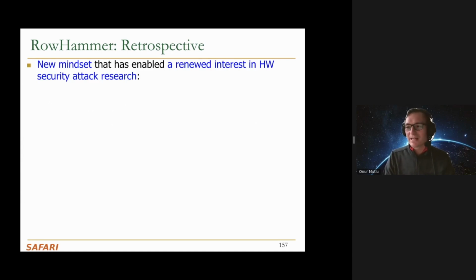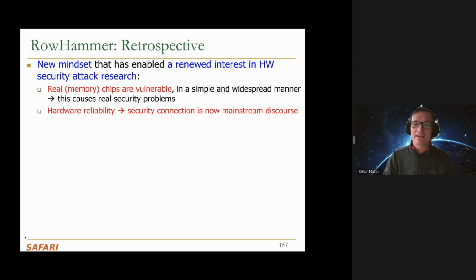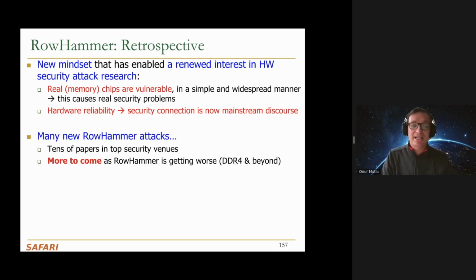I believe, as I showed you earlier, Rowhammer enables a new mindset that has created a renewed interest in hardware security attack research. Essentially, real memory chips are vulnerable to a great extent, and this causes real security problems. And the hardware reliability and security connection is now mainstream discourse because you can induce these bit flips in software. Clearly, there are many new Rowhammer attacks being developed. I believe there's more to come, and I think they're all very exciting.